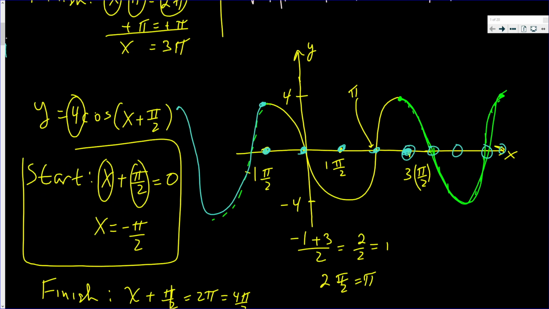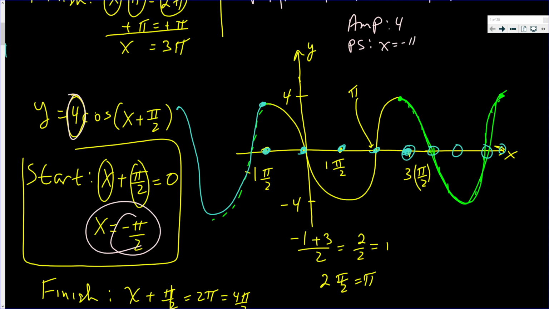This graph here, the amplitude is the absolute value of that number. The phase shift is where it starts. X equals negative pi over 2. And the period is the start to the finish. Well, the units are pi over 2.